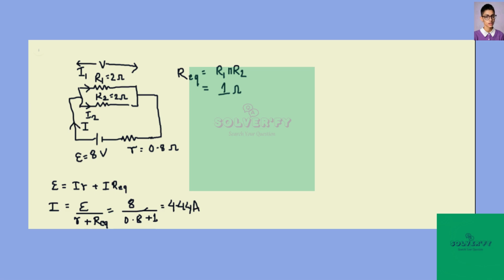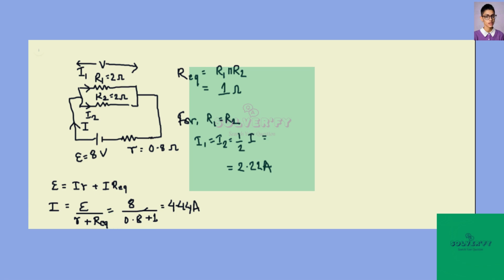Now this current, as it flows from here, gets divided into R1 and R2. Since they are equal, the current is also equally divided. For R1 equal to R2, the currents are also equal. I1 equals I2, and it is exactly half of the total current coming. So half of 4.44 is how much? Write it here, 2.22 amperes. So we have found the current flowing through each bulb.